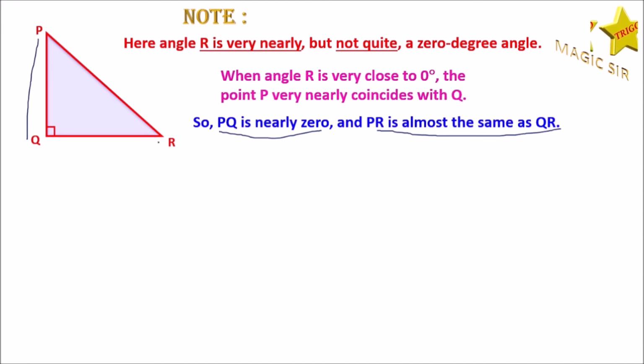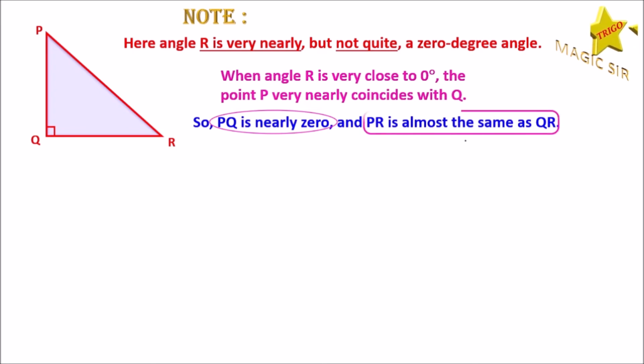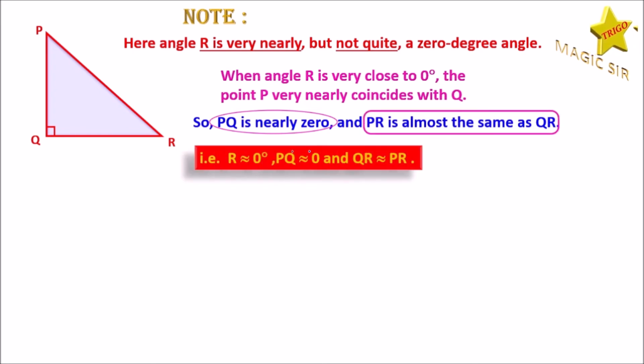To define sin 0 degree equal to 0 and cos 0 degree equal to 1, we will use three concepts. First, R is very close to 0 degree. Second, PQ is nearly 0. And third, PR is almost the same as QR. That is, R is approximately equal to 0 degree, PQ is approximately equal to 0, and QR is approximately equal to PR.